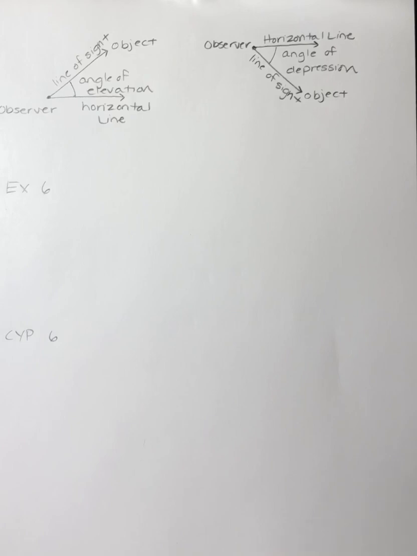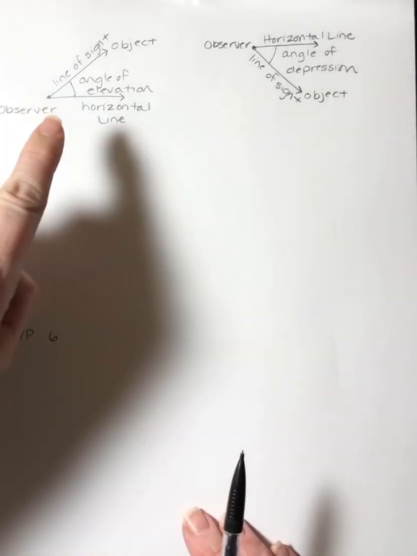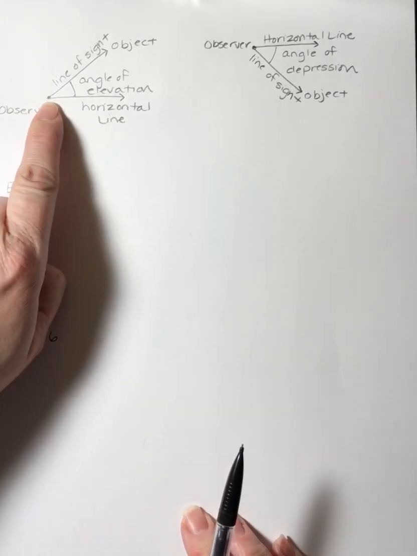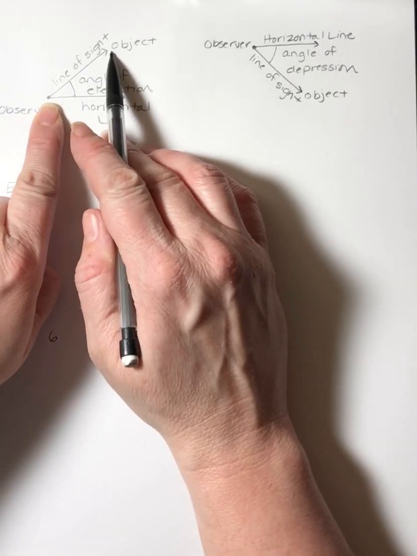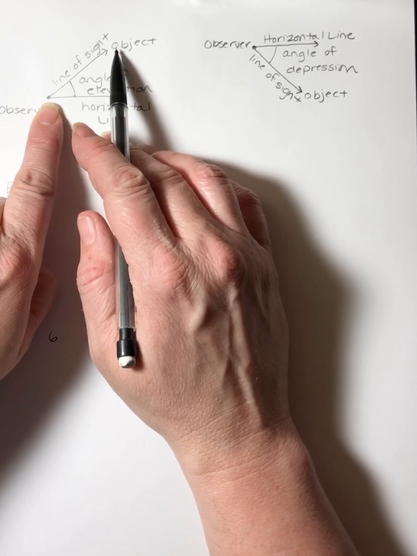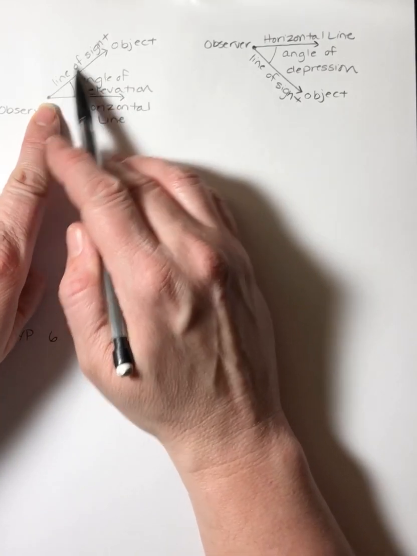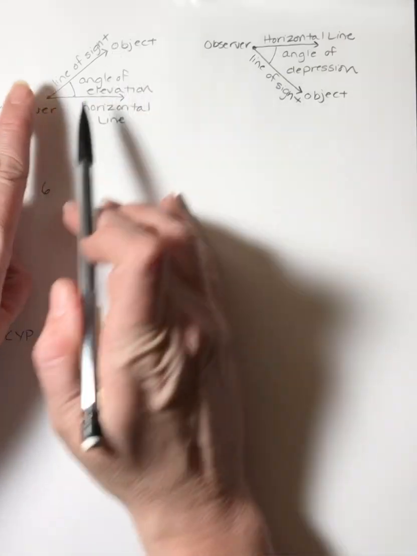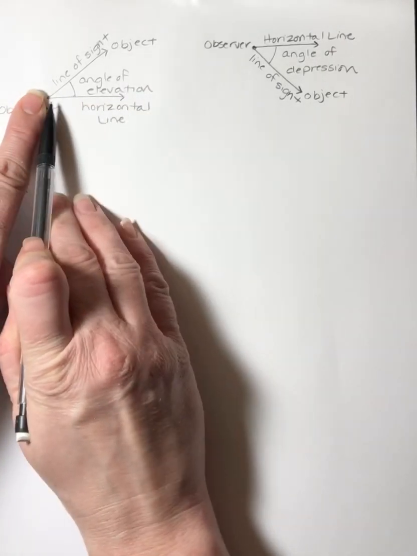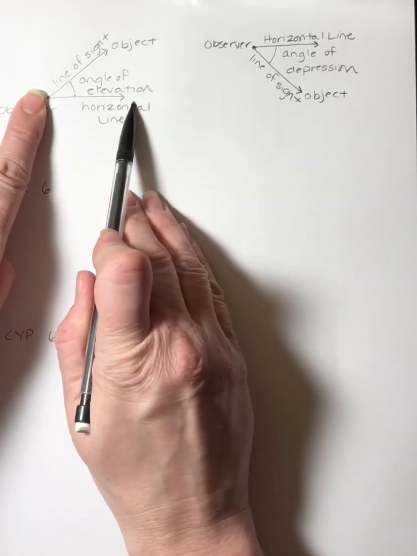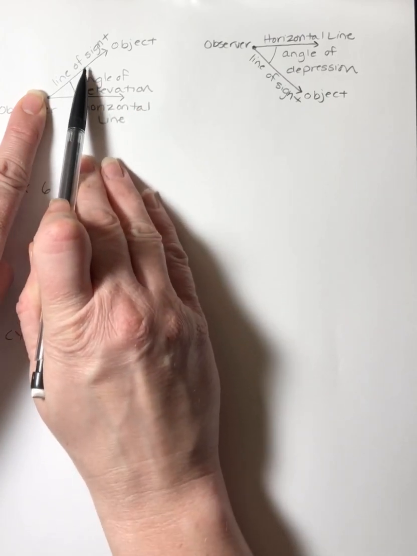Angles of elevation and angles of depression. So these are going to be some basic story problems. Here you have the observer. If they're looking at something at the top of a flagpole, at the top of a hill, at the top of a mountain, at the top of a building, this is your line of sight. And with usually the horizon, you have a horizontal line, this is called the angle of elevation.